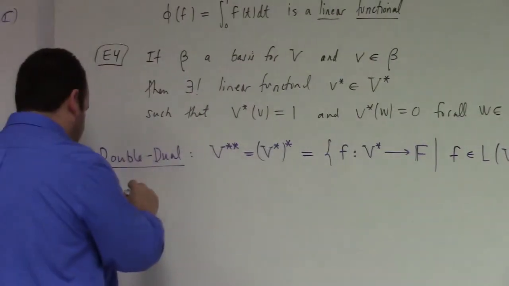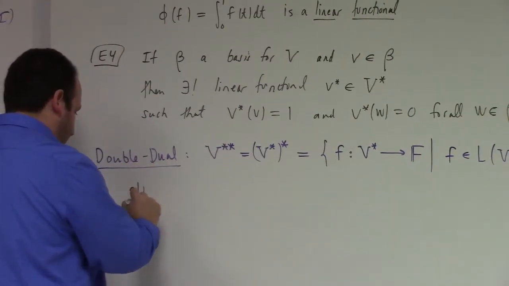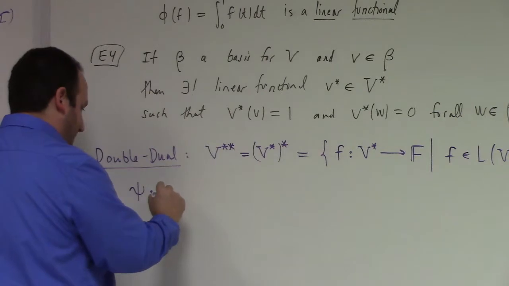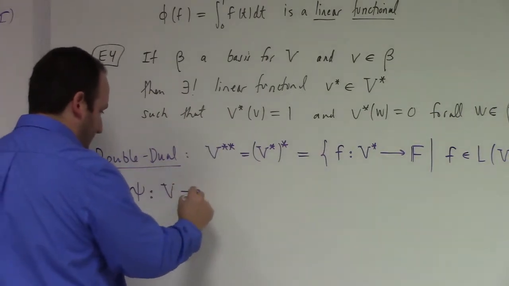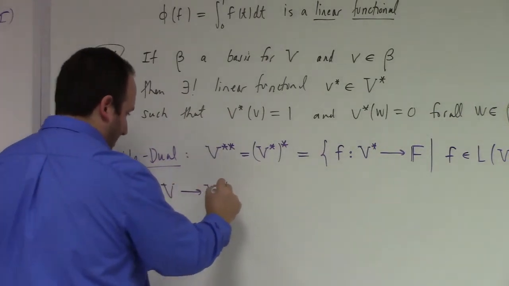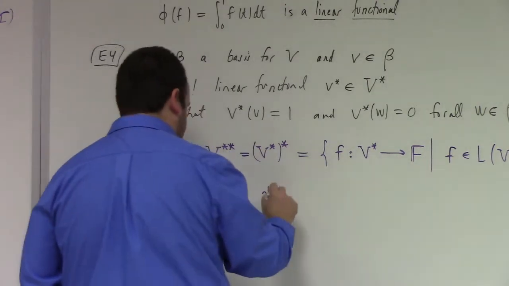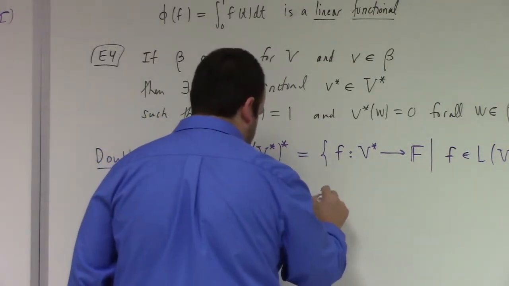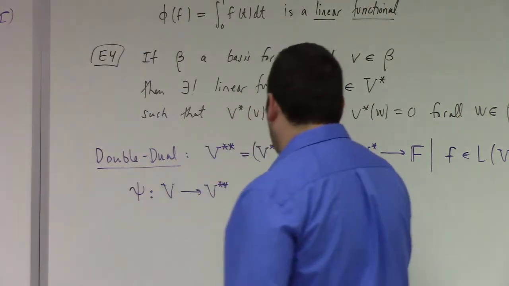Now there's actually an isomorphism of V and the double dual as follows. Here's the mapping, we'll call it psi. Psi is a mapping from V to V double dual. How do we define it? Here's the mapping. We say psi of v is equal to v hat. Now how does that work?